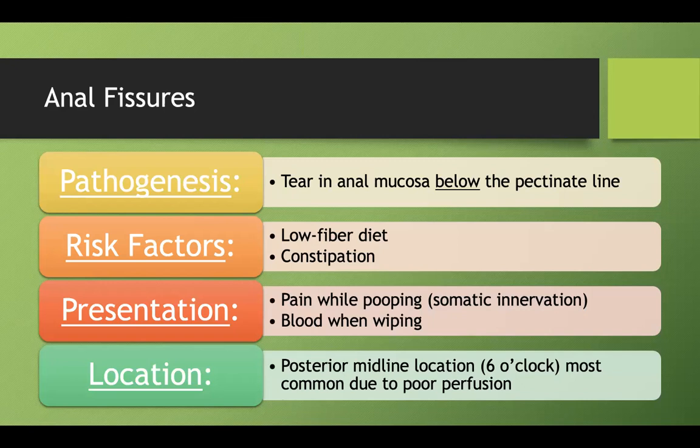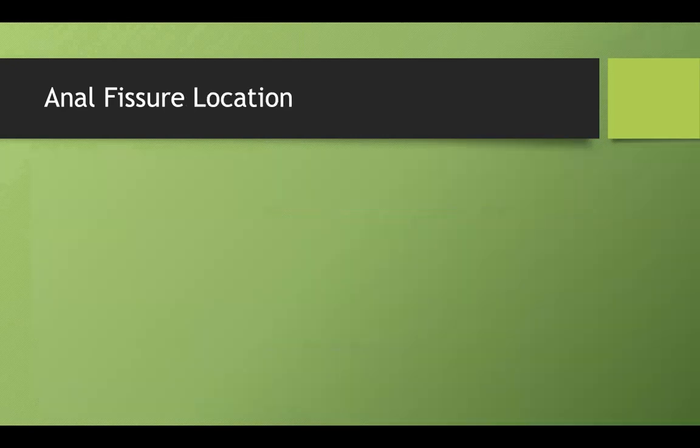And something that's occasionally tested on step one, as well as it could be tested on your surgery shelf or step two occasionally, they like you to know that for anal fissures, the most common location for an anal fissure is the posterior midline. So if you look at your anal mucosa like a clock, it'll be that 6 o'clock position. And that's due to poor perfusion in that region.